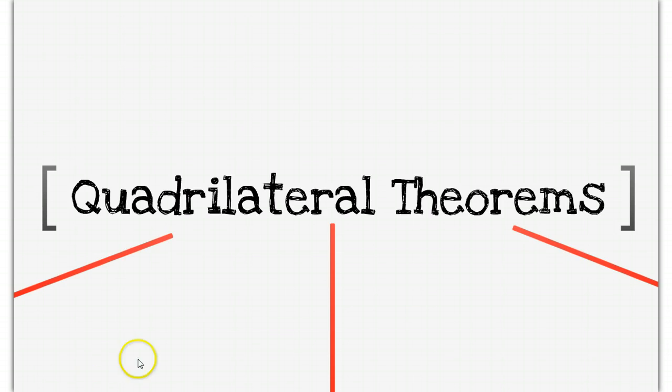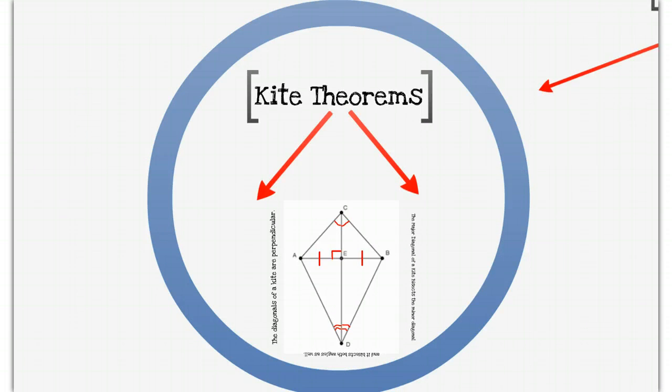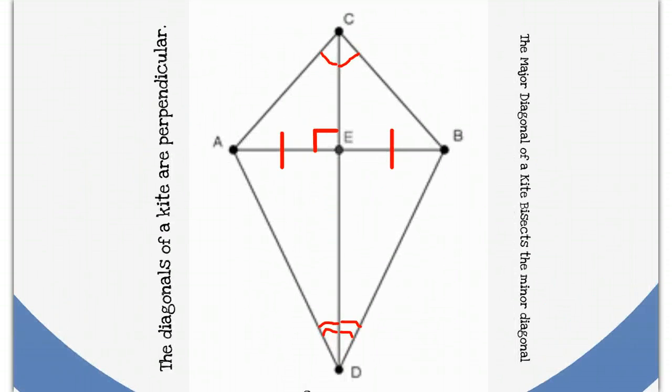The first thing we're going to look at are kites. Now, a kite, if you remember, is a quadrilateral where consecutive sides are congruent. So in this case, AC is congruent to CB, and AD is congruent to BD. And so AC and CB are consecutive, BD and AD are consecutive.